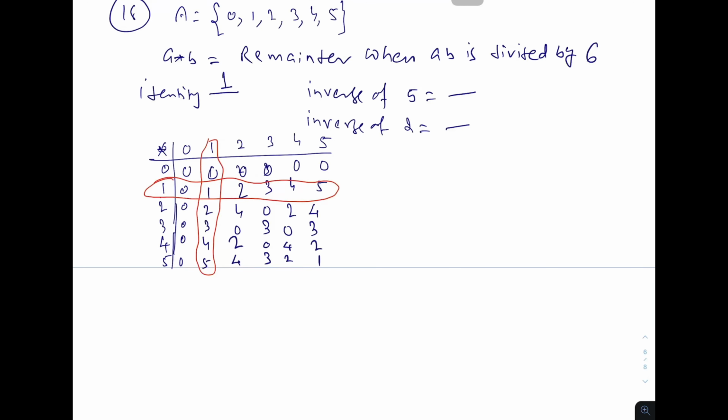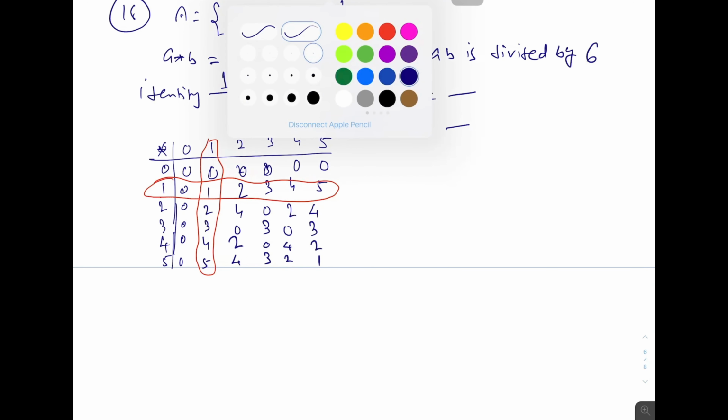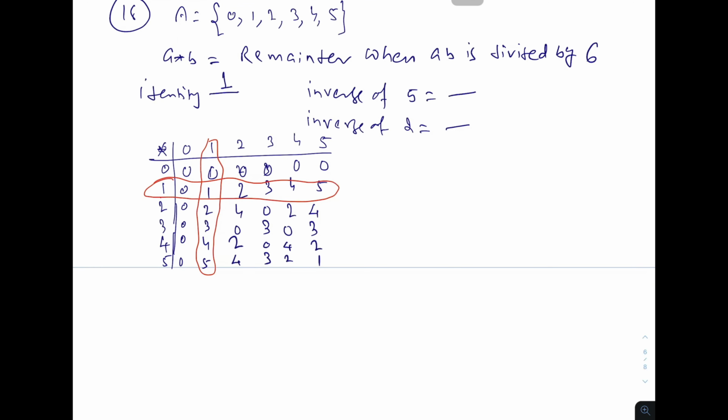Now inverse of 5, so if we prepare the table, we need to find out in a row where is 1. So 1 is here, so that means the inverse of 5 is 5, 5 inverse is 5, since 25 divided by 6 gives 1. Now inverse of 2, so in the column or row of 2 find out 1. There is no 1 here, that means inverse of 2 does not exist. So you need to do like this.